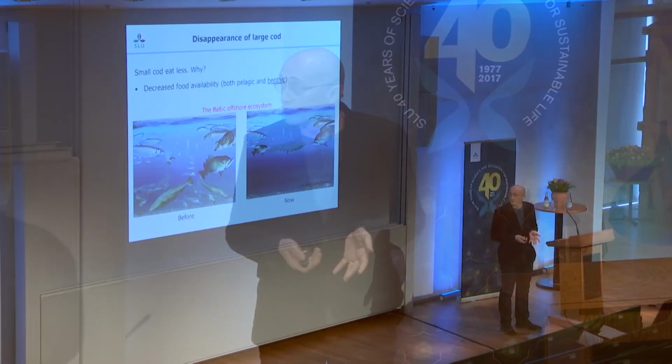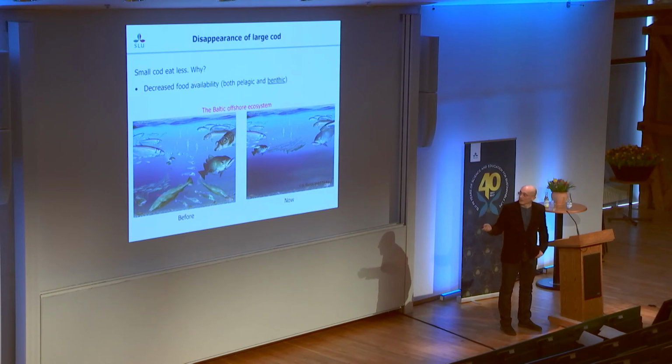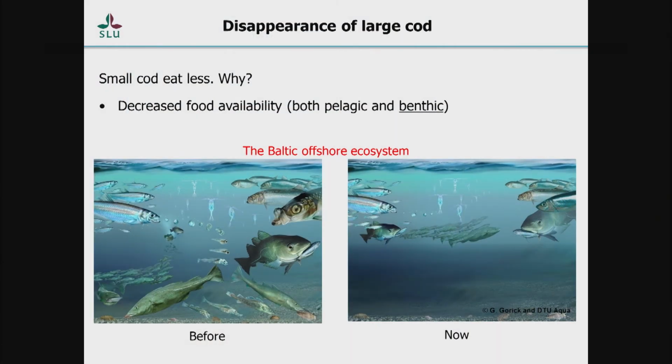So we had a very big change in the ecosystem of the Baltic. If we go back in time, we could see that cod could feed when they were young on these benthic invertebrates, and when they became big on pelagic fish. Nowadays, there is nothing on the seafloor if we are in the offshore of the Baltic. So it means that also the small fish need to feed on pelagic prey.